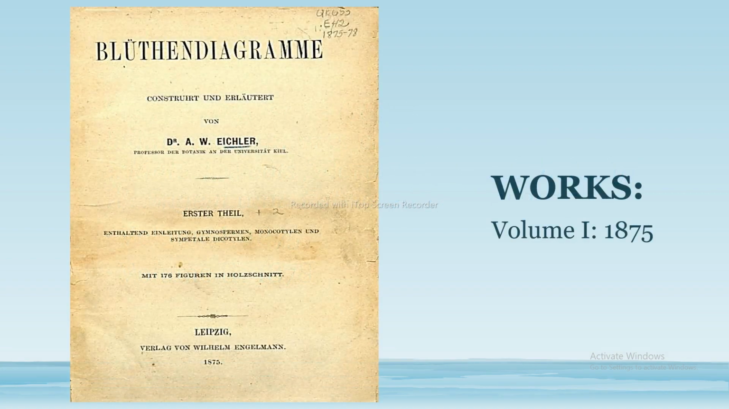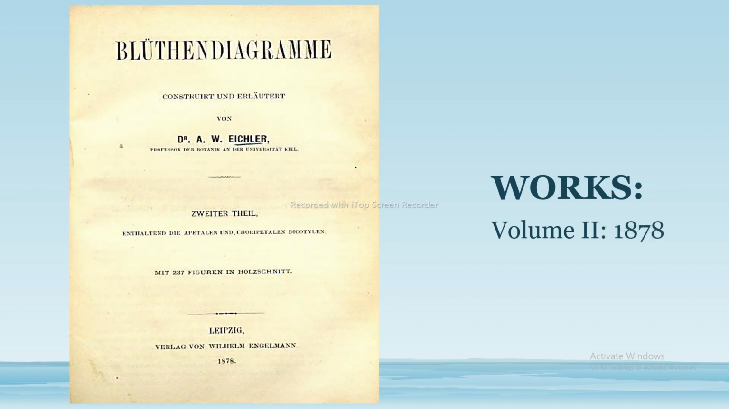This is the Blüthendiagramme. This is the work and this is volume 1, which was published in 1875. It was written by August Wilhelm Eichler, as shown in the figure. The second volume was published in 1878 and this is also called the Blüthendiagramme, as shown in the figure.